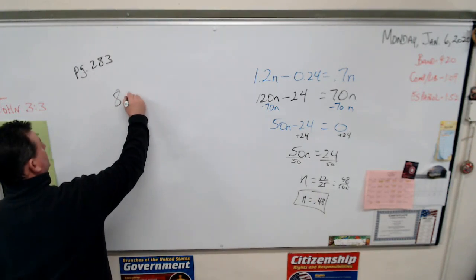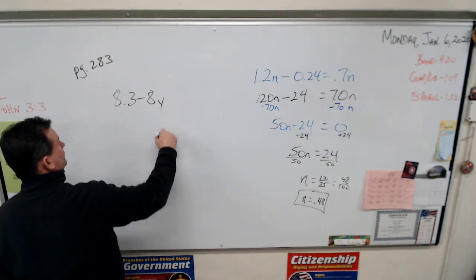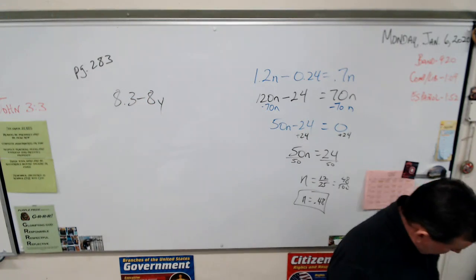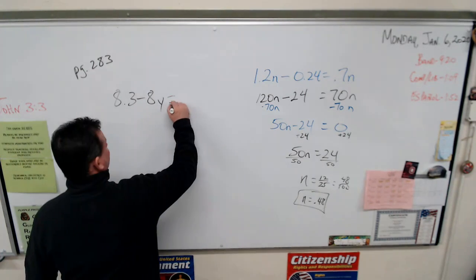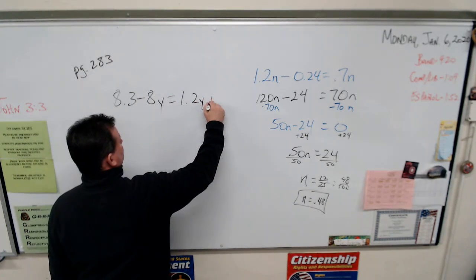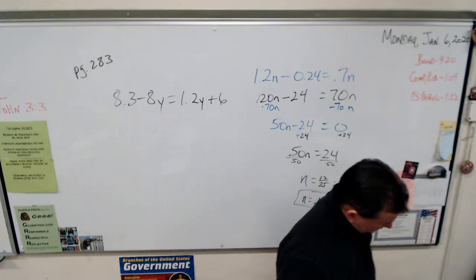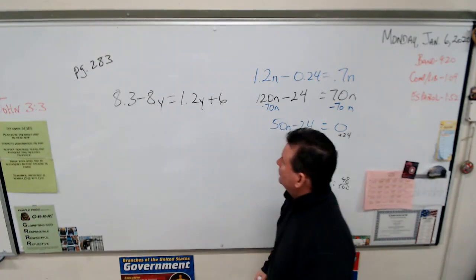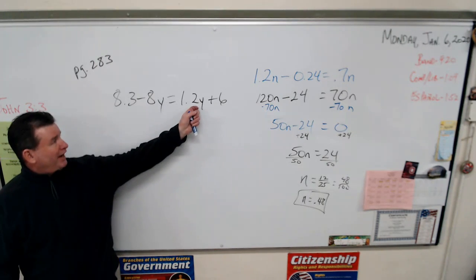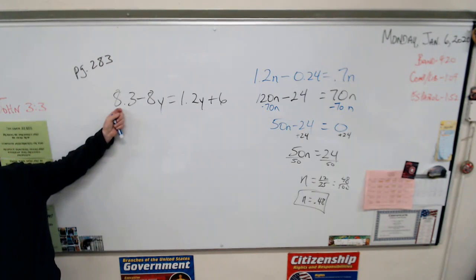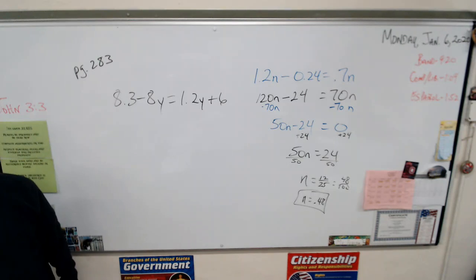8.3 minus 8y. Yeah. Okay, here we go. I have a tenth here and a tenth here. Who's going to multiply by 100?